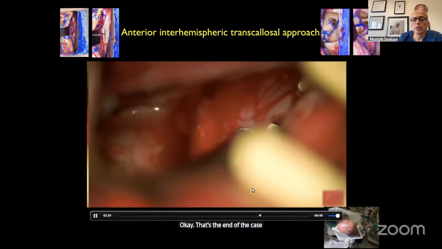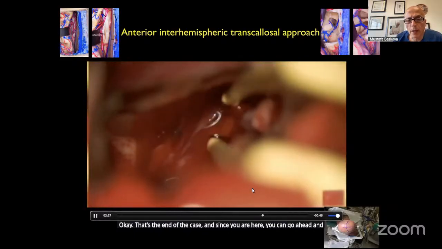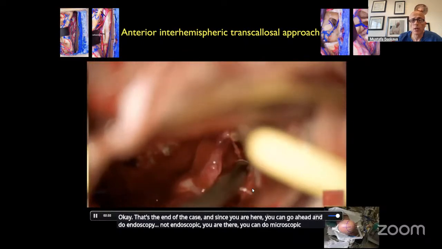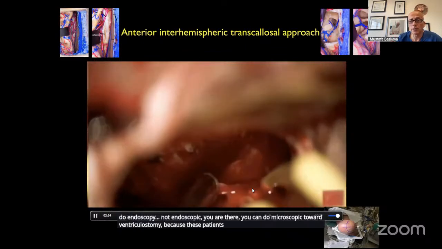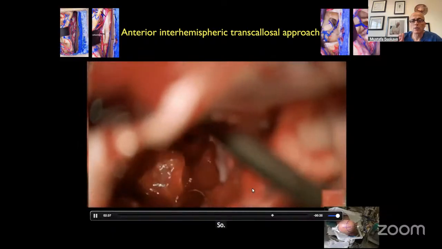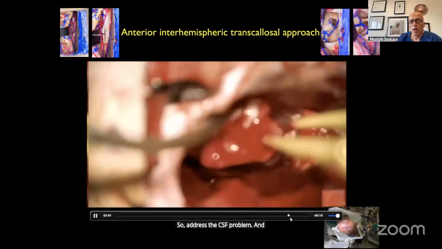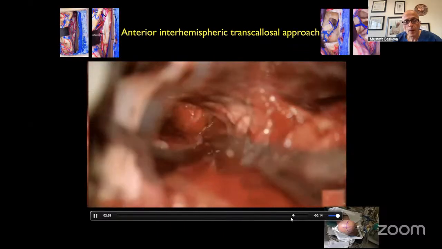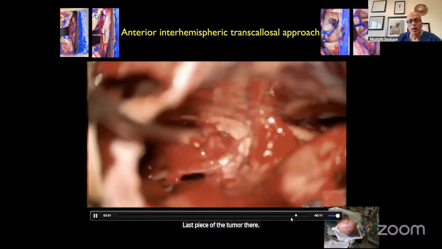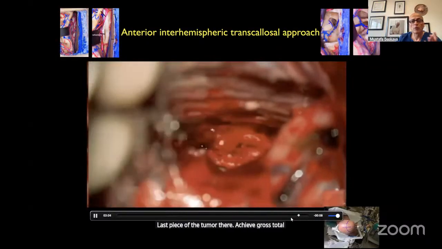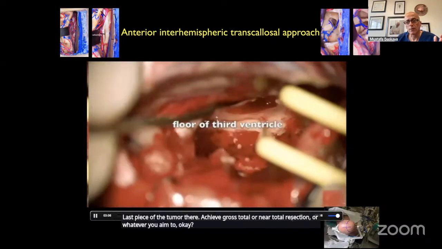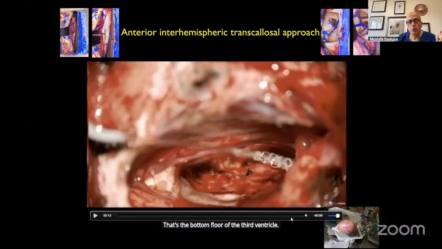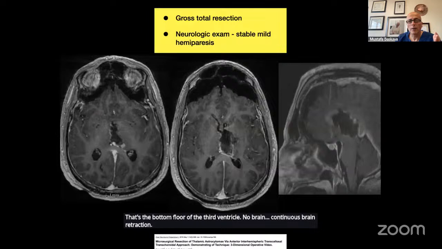And since you are here, you can go ahead and do an endoscopic, or not endoscopic, microscopic third ventriculostomy, because these patients eventually develop CSF issues. So address the CSF problem and remove the tumor, the last piece of the tumor there, achieve gross total or near total resection or whatever you aim for. Okay, that's the bottom floor of the third ventricle. No continuous brain retraction, and this is what we achieved.